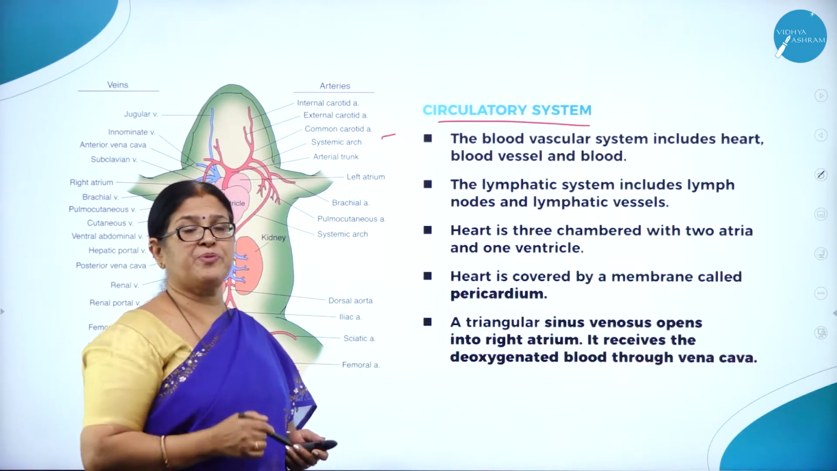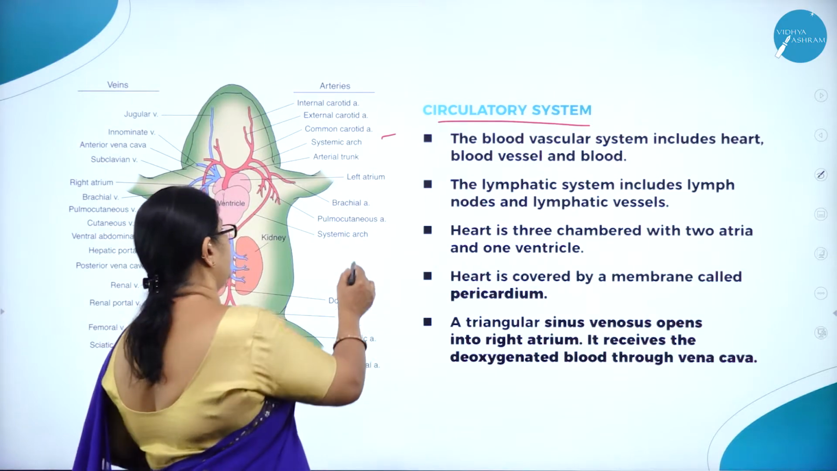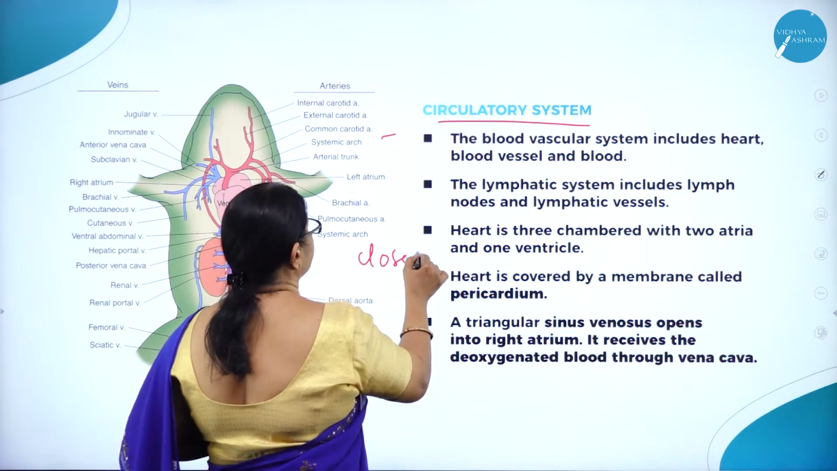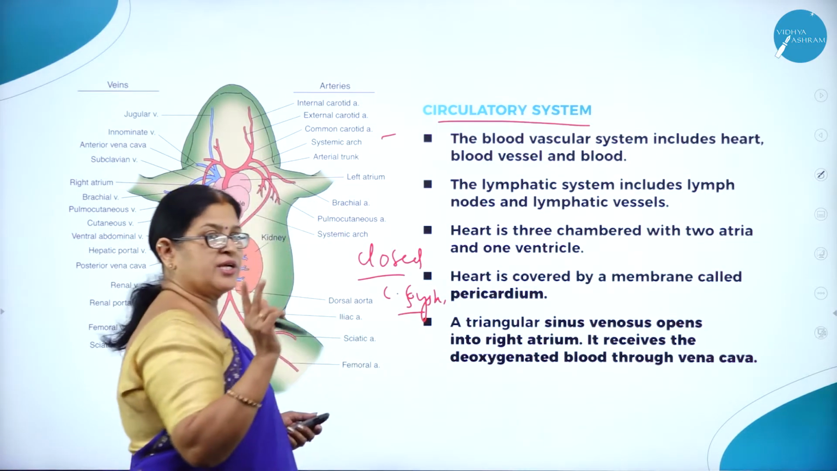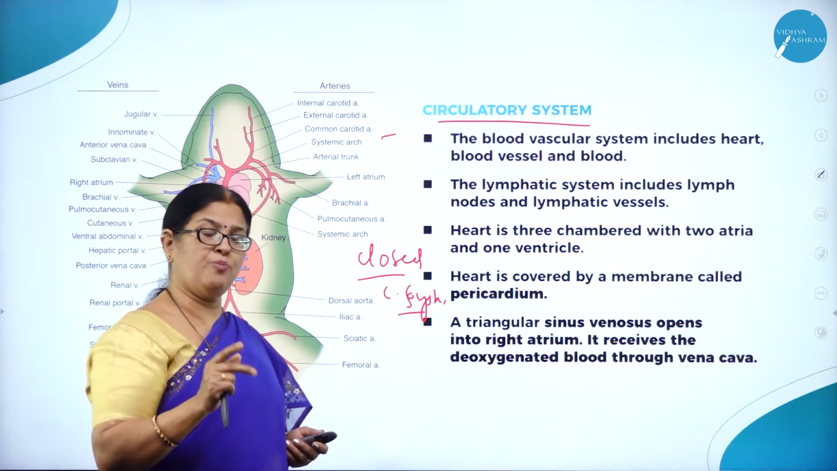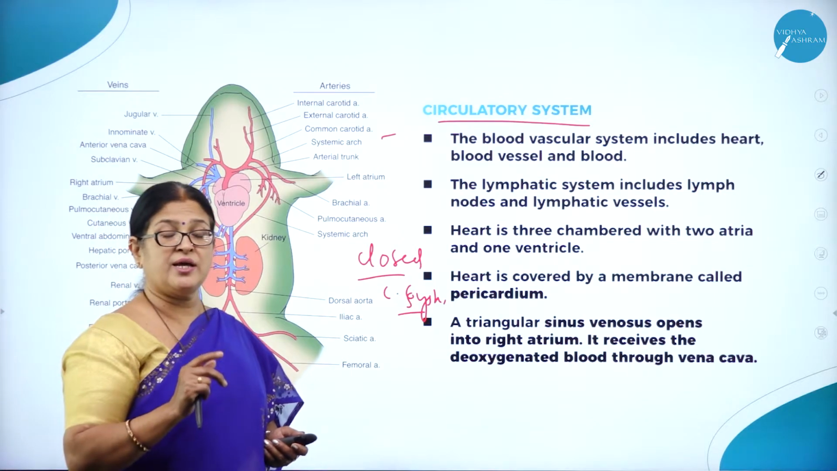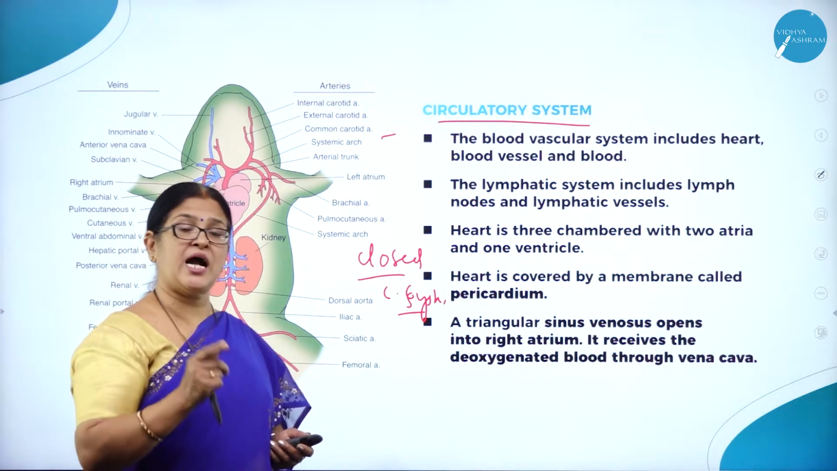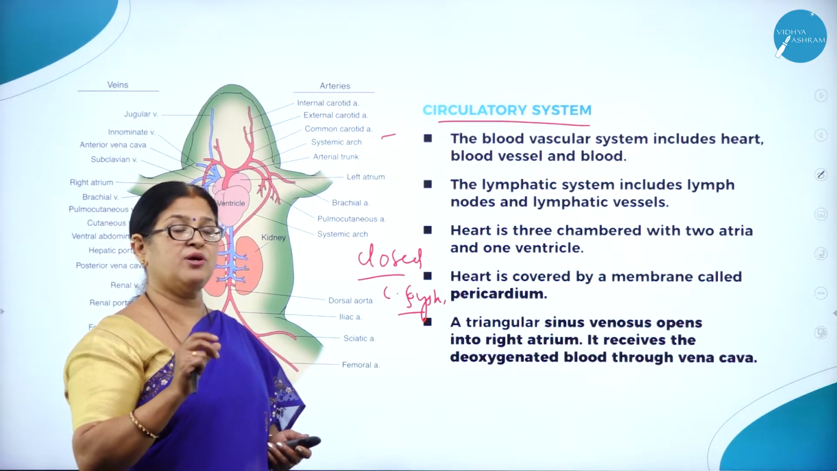How does the process of circulation take place in these animals? We call it a closed circulatory system. As we already studied, there are two circulatory pathways: one is the closed circulatory system, the other is the open circulatory system. What do you mean by open circulatory system? Where there is absence of blood vessels, the heart pumps the blood and directly bathes the cells and tissues in it, called sinuses.